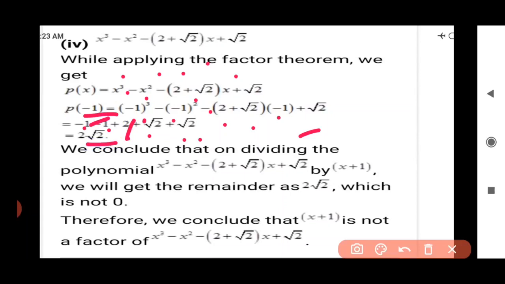So we conclude that on dividing the polynomial x cube minus x squared minus (2 plus root 2)x plus root 2 by x plus 1, we get the remainder 2 root 2, which is not 0. Therefore, x plus 1 is not a factor of x cube minus x squared minus (2 plus root 2)x plus root 2. If the remainder p of x is equal to 0, it means that it is a factor of the polynomial.